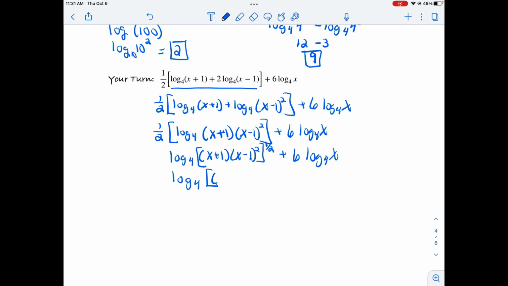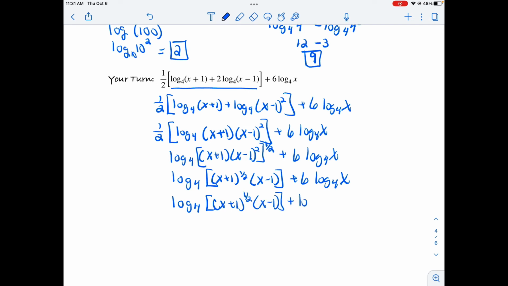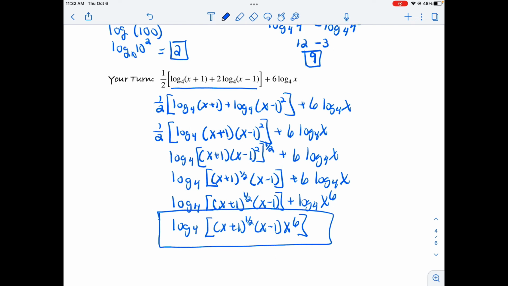All right, so I have x plus 1 to the 1/2 power times x minus 1, and then squared to the 1/2 power just becomes the first power. Next, I'm going to deal with that 6 outside of the log base 4 of x in the last term. I can fix that by moving it to the inside, making it x to the 6th. Now I'm finally ready to deal with this addition, which makes it multiplication. So my final answer is going to be log base 4 of x plus 1 to the 1/2 times x minus 1 times x to the 6th, all inside that logarithm.